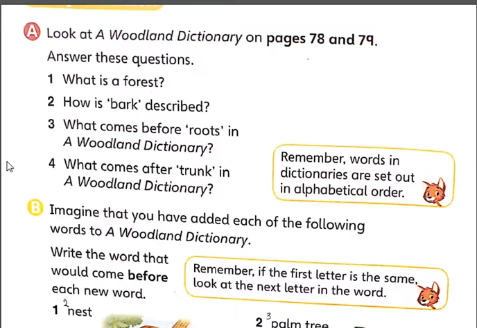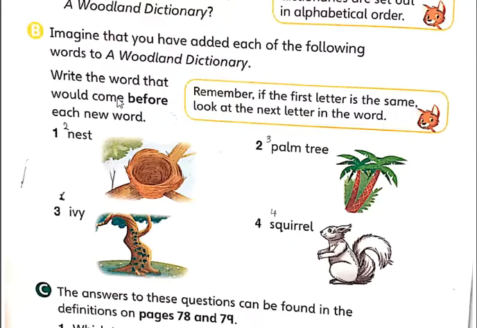Okay, so here in A, it's so easy. Look at the Woodland Dictionary on pages 78 and 79. Answer these questions. What is a forest? All you need to do is find the word forest, and tell me or tell your mom what the definition is, and start writing it in your copybook. Okay? Number 2, it's going to be B.